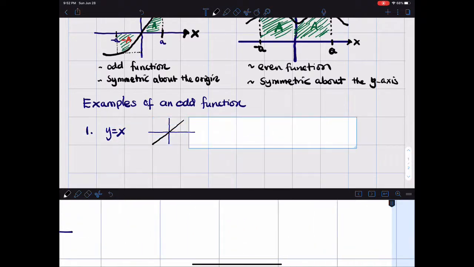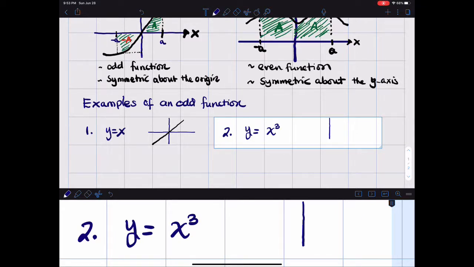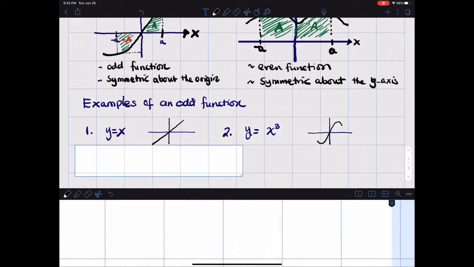All right. How about y equals x cubed? x cubed is like this. Let's look at another one, classic odd functions. How about y equals sine x?